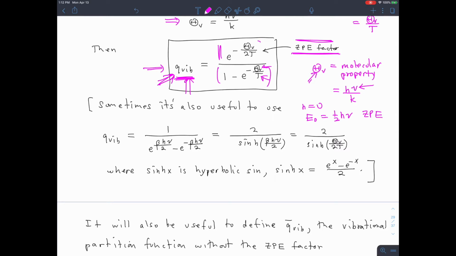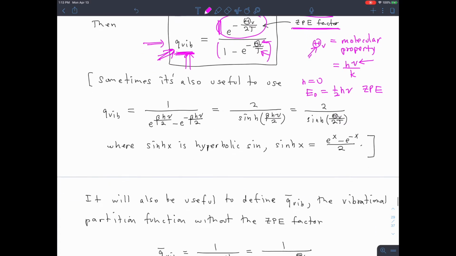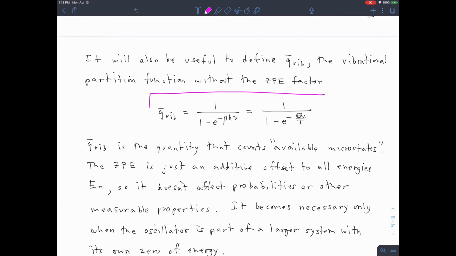And the fact that the ground state is not 0 energy gives rise to this ZPE factor, so it will be useful to define a related quantity which isn't quite the vibrational partition function, but is the thing that actually counts microstates for us. It's more physically useful to us than the old vibrational partition function, but without the ZPE factor. So we just take away the ZPE factor, and that's our Q bar vibrational, and that's more useful to us. We'll use that down below.